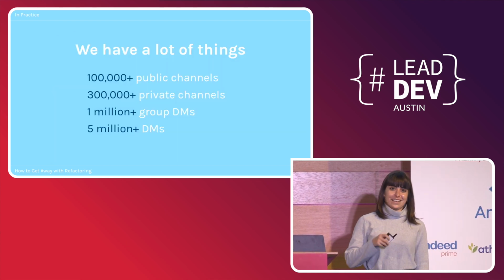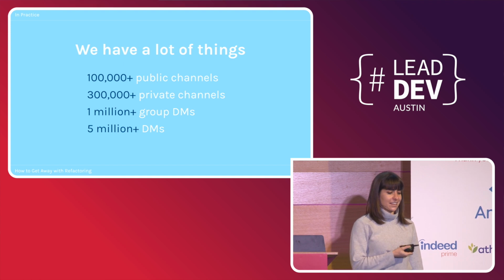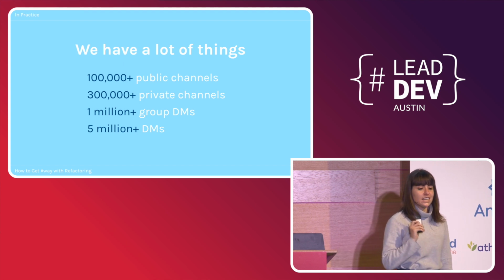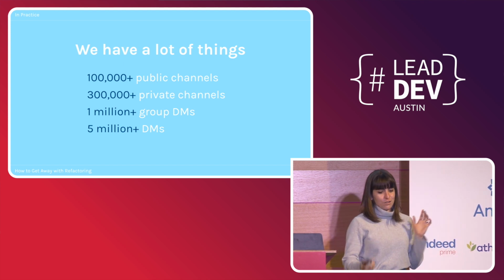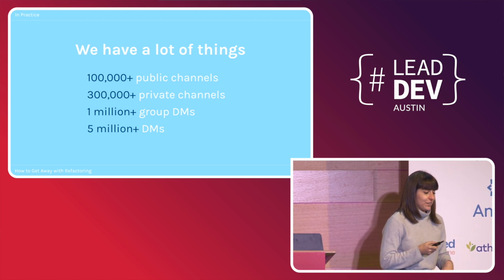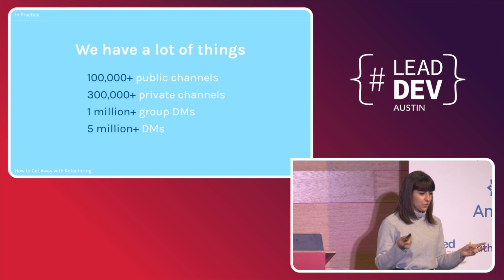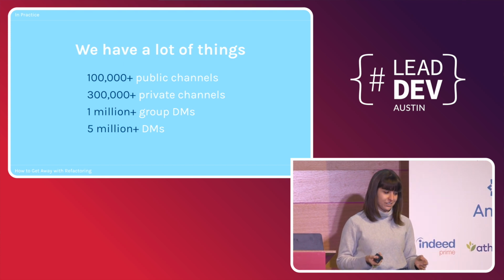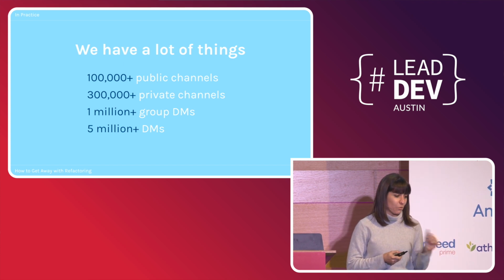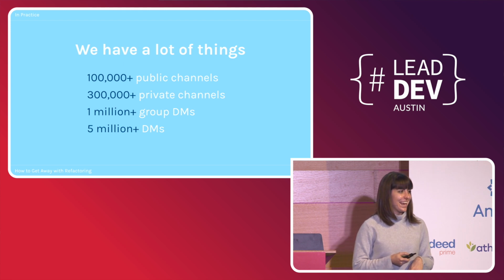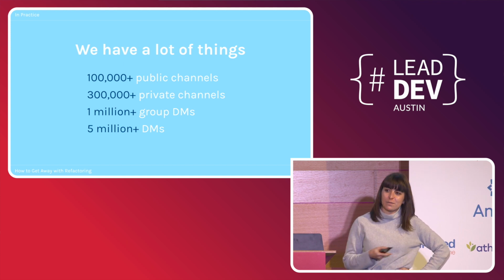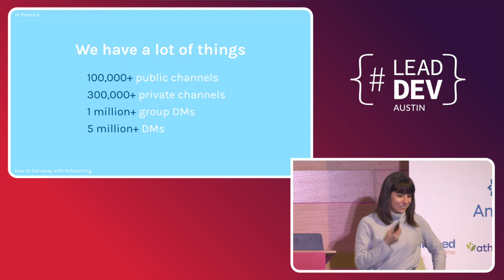We have a lot of things at Slack. So I pulled these stats a couple weeks ago, so it's a little bit stale because Slack is very high growth and things change a lot. But I wanted to give everyone a sense of scale of what fetching channel and channel membership can look like. So there's a couple users who are in over 100,000 public channels. Yeah. There's users in more than 1 million group DMs. And there's some users in 5 million DMs. That's actually Slackbot, so it's in a DM with everyone, but you know.